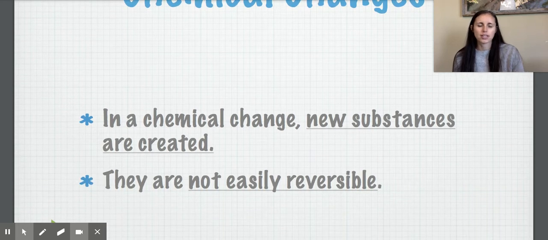Chemical changes, on the other hand, are when you form a new substance. So it's when the particles actually change their composition. They actually reform to form something new. Chemical changes are not easily reversible.